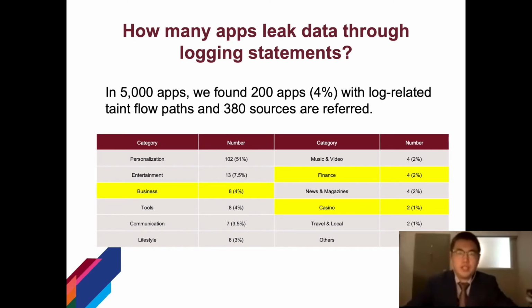In our results, the first question we want to answer is how many apps leak data through login statements. We found in 5,000 apps, 200 apps, which is 4%, with log-related tainted paths, and 380 sources are referred. Some of these apps belong to the business, finance, and casino categories in Google Play.